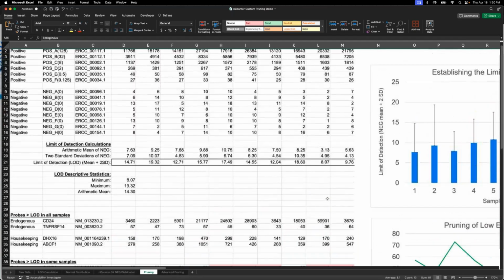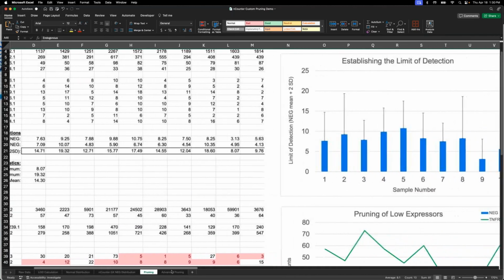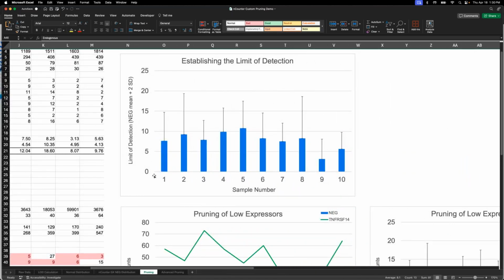So let me show you these visually, because if you're not a spreadsheet person, if you're not a number person, I want to add visuals if that helps you understand what I'm talking about. Here, this graph represents, for samples 1 through 10 on the x-axis, the limit of detection. For sample number 1, the blue bar is the average of the negative controls, and the error bar on top represents adding 2 standard deviations. This value, pretty close to 15, is the limit of detection for sample 1. You can see some variation across all 10 samples.